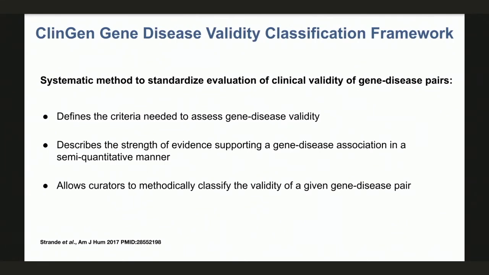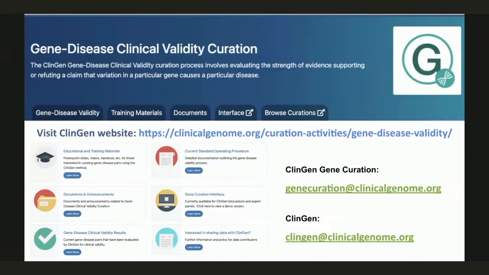gene-disease pair. This original framework was described in the 2017 Strande et al. publication in the American Journal of Human Genetics. Further information on the ClinGen gene curation process can be found in the gene disease validity section of the ClinGen website. Here you can find educational and training materials, and you can view the results of gene curation. Additionally, the current specification of the framework that the GCI supports can be found in the standard operating procedure section, the SOP. And if you need help in gene curation, you can reach out to the Gene Curation Working Group via their email, genecuration@clinicalgenome.org.